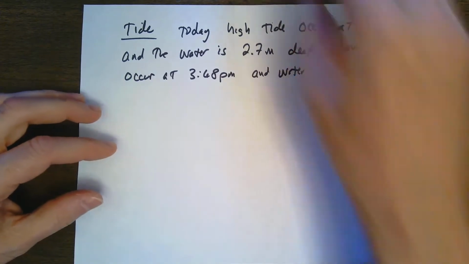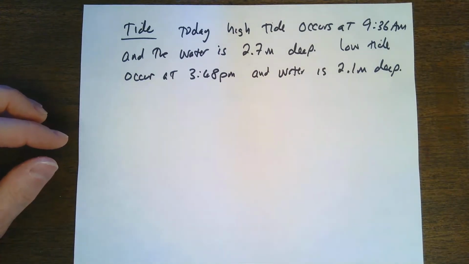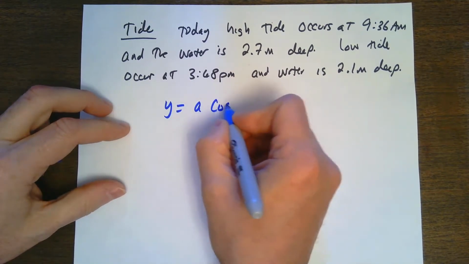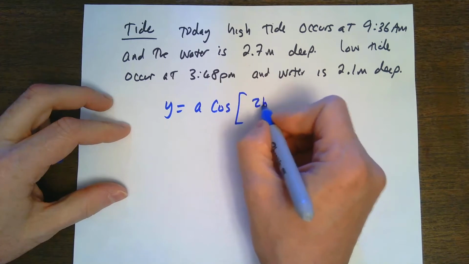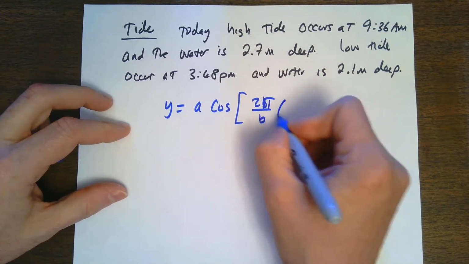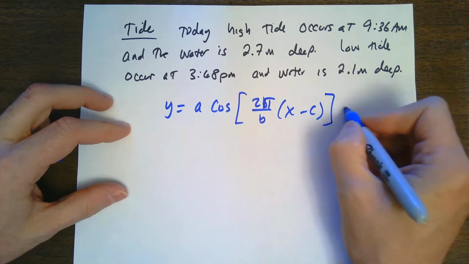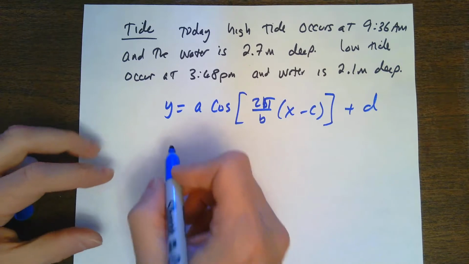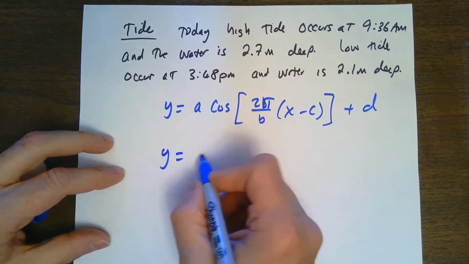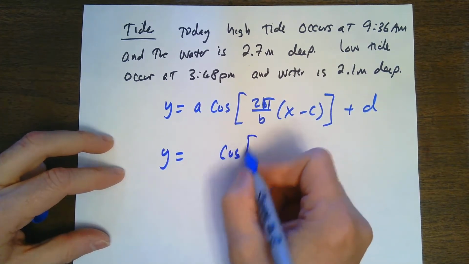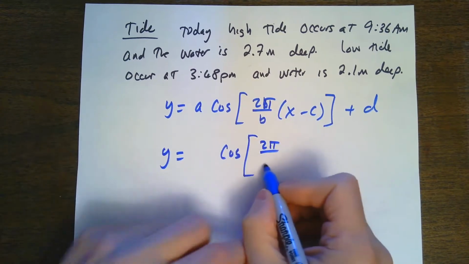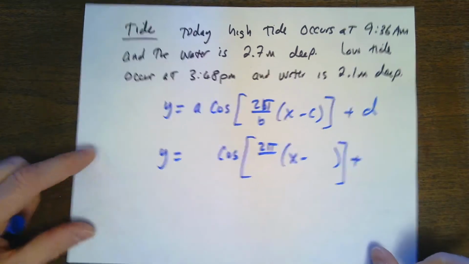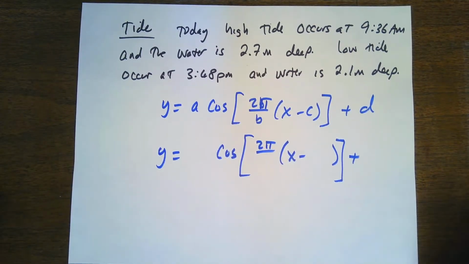I'm going to write everything here in cosine. So I'm going to have y equals a cosine 2 pi over b x minus c plus d. There's the format I need to plug everything into. So y equals, what's the amplitude going to be, cosine times 2 pi over, what's the period, x minus, what's the phase shift, plus d, what's the center line?